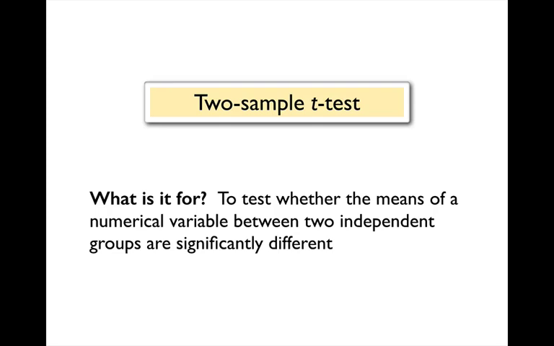Let's go on to the next. 2 sample t-tests. This is a different test altogether. Okay, here's the setup. You want to test whether the means of a numerical variable between 2 independent groups are significantly different. Okay. So what you have now is a categorical variable and a numerical quantitative variable. And you measure the same numerical variable in 2 different groups. And you want to ask, are the means going to be different?